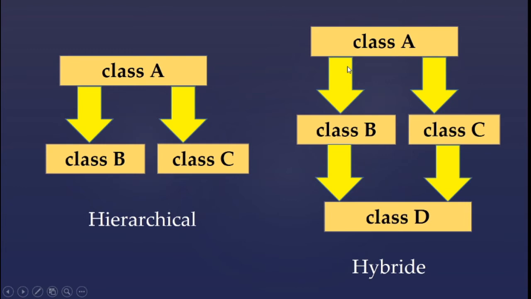Here we have a hybrid inheritance. Class A has been inherited into class B and class C. Class B and C have been inherited into class D. If we take the upper portion of the figure, it is hierarchical inheritance. And if you take this portion, this is basically multiple inheritance. And if you take only classes A, B, and C, then you get multi-level inheritance. So that's why this is a hybrid inheritance.